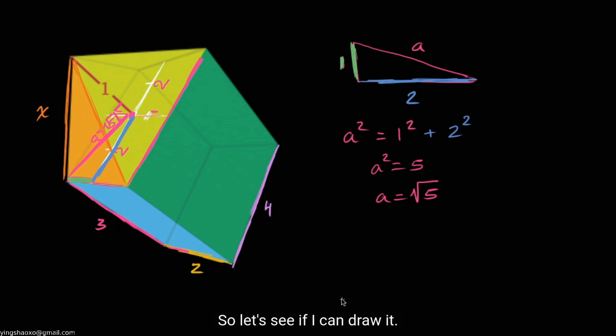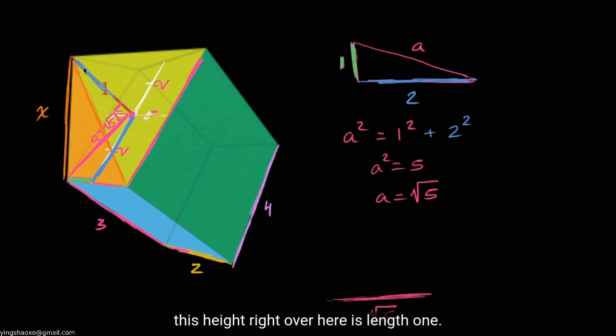So let's see if I can draw it. We have this side, which is the square root of 5. And then we have a height. Let's say we're talking about this height right over here. This height is length 1. So I'll draw that. That is 1. And we are trying to figure out x.